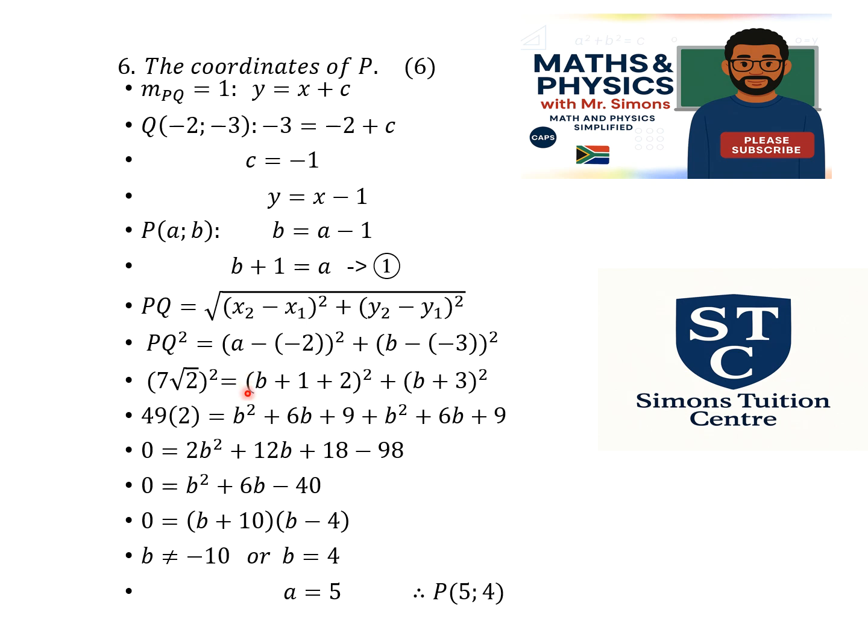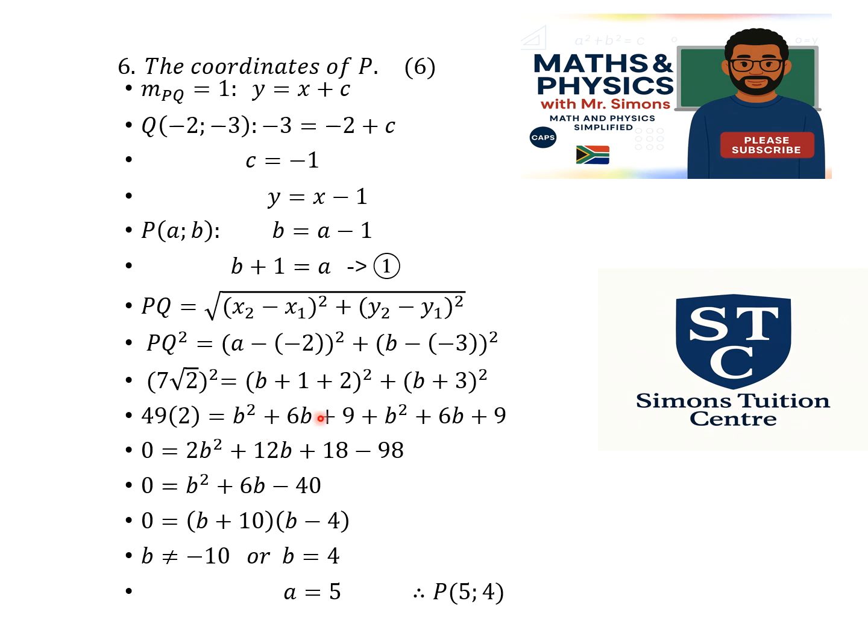Alright, so this now becomes (p plus 3) squared plus (p plus 3) squared. Expanding: p times p gives me p squared, p times 3 gives 3p, times 2 gives me 6p, 3 times 3 would give me 9. That side again, p squared plus 6p plus 9. On the other side, 7 times 7 is 49, square root 2 times square root 2 is 2.